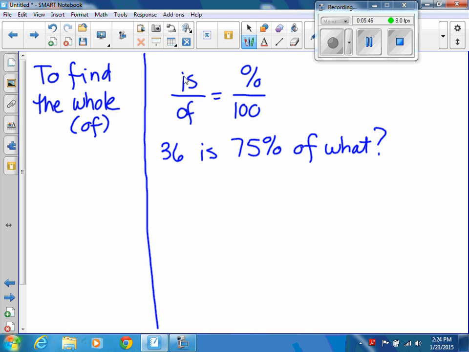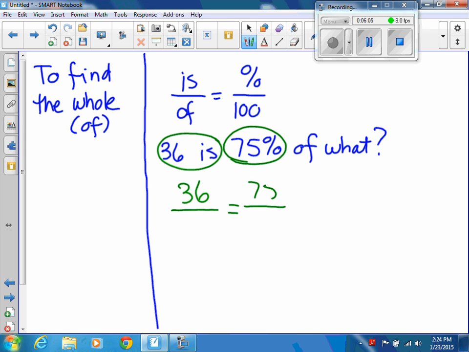All right, so this time it's a little bit different. We have a couple different things. Our is clearly is 36 because it says 36 is. So that's my is. I'm putting 36 on top right there in place of the word is. We know it's going to be equal to a percent. Here's my percent, and that's 75 over 100, because remember that 75% is 75 over 100. We would just reduce it under normal circumstances, but I'm going to leave it like that for what we're doing. It actually makes our life a little easier.